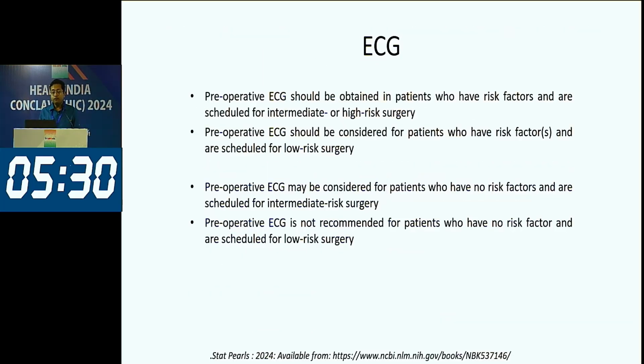Now coming to what we should do for all the investigation and testing of the patient before a surgery. Preoperative ECG should be obtained in all high risk patients who are going for an intermediate or high risk surgery, and those who are at high risk also scheduled for a low risk surgery. And preoperative ECG may be considered in those who have no risk factors and are going for the intermediate risk surgery, and it may not be recommended for no risk factor with low risk surgery.